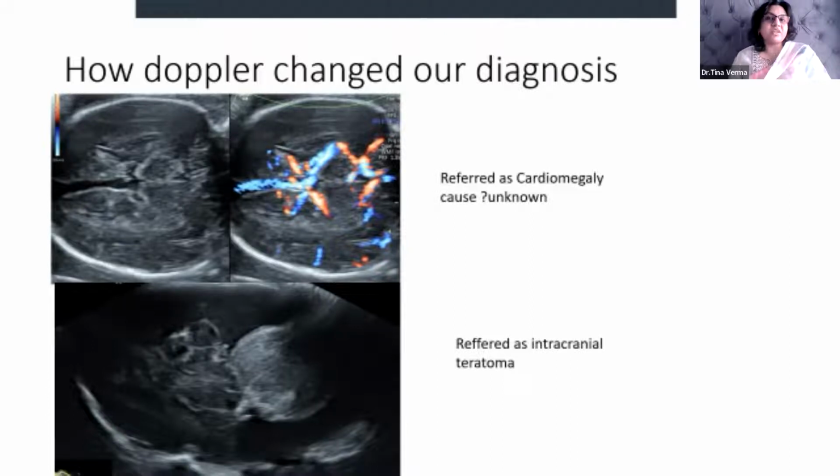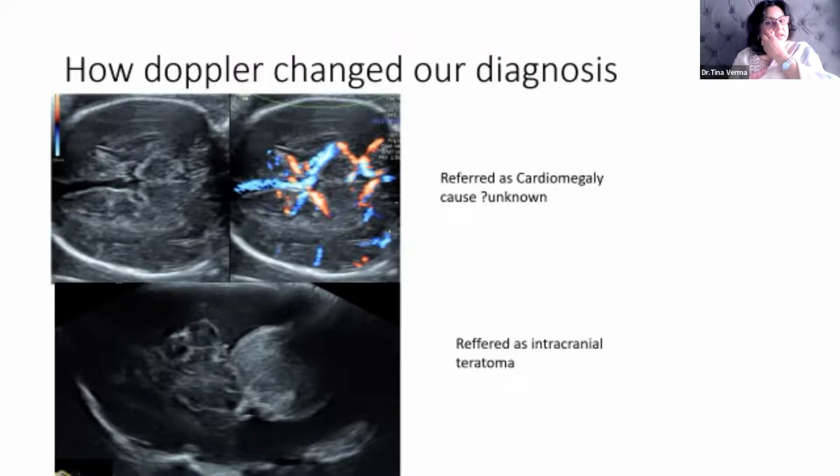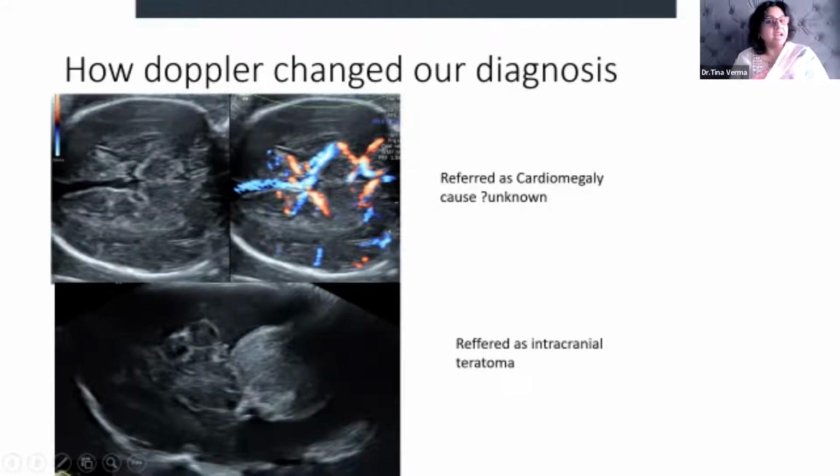Now, how Doppler has changed our diagnosis. Sometimes what happens is everything is fine. You may find that the axial plane and the coronal and sagittal planes are absolutely normal, or maybe some deviation. But adding the Doppler gives us additional information. Now, this patient was referred as cardiomegaly, and the cause was unknown. There was no cause in the baby, no cause in the placenta. There was no hydrops, nothing else, only cardiomegaly. When I put a color Doppler, we just screened and we saw an anechoic tubular structure. Putting the color Doppler showed there was ectasia of vein of Galen malformation.